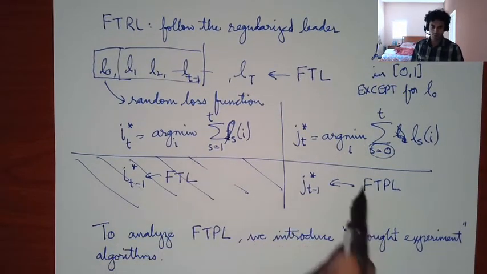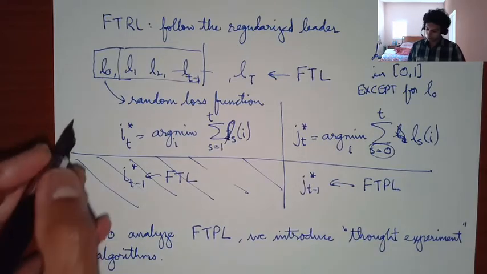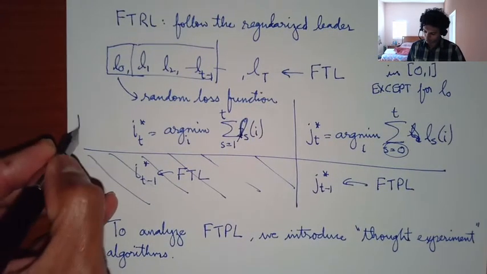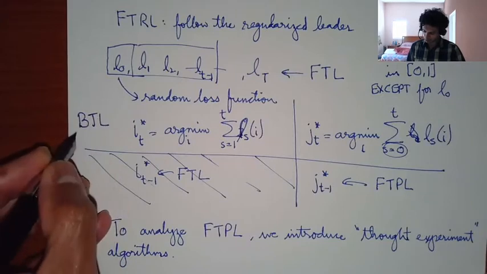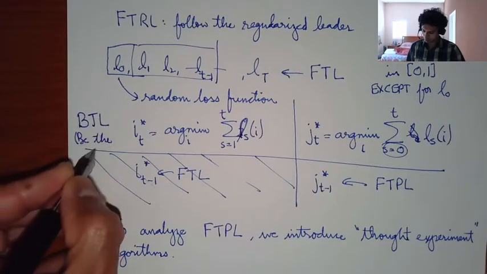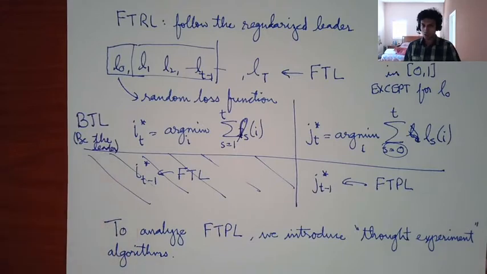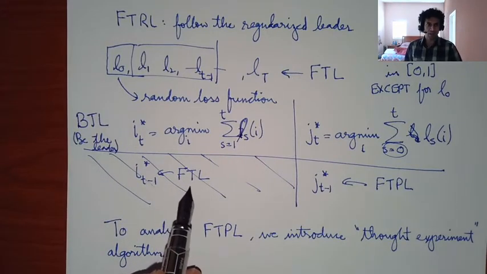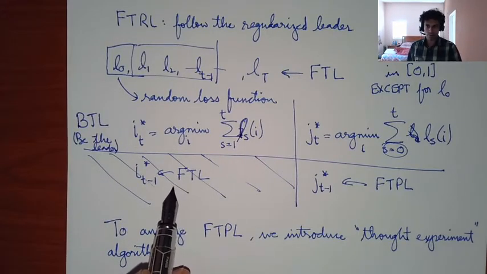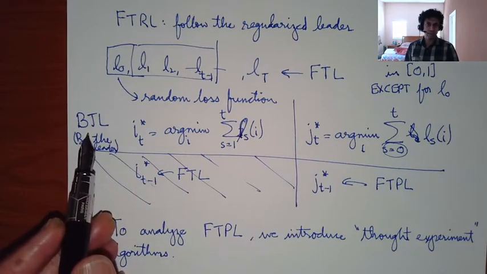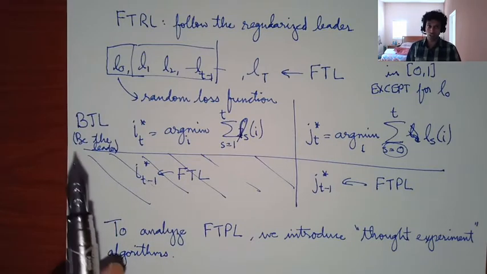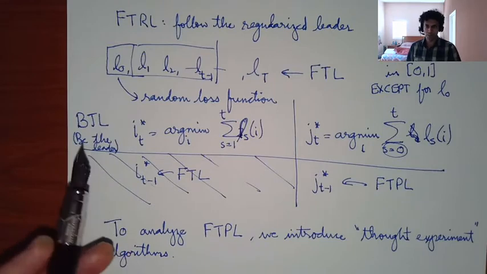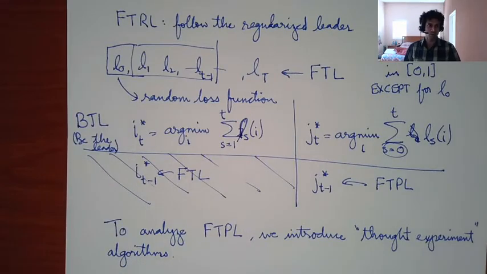And indeed, I wrote all of these to tell you exactly what's going on. So let me define this algorithm as BTL, which is called Be the Leader. FTL plays I star t minus 1 at round t. BTL is actually going to play I star t. So BTL actually requires knowledge of the tth loss function before it plays. So you cannot implement this algorithm, but nonetheless it's a well-defined algorithm.